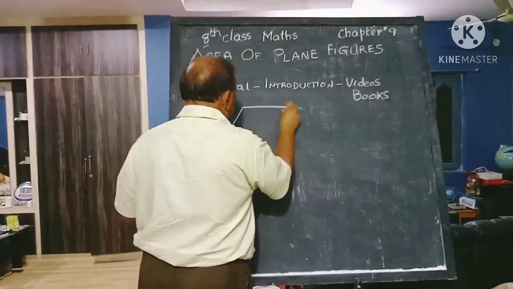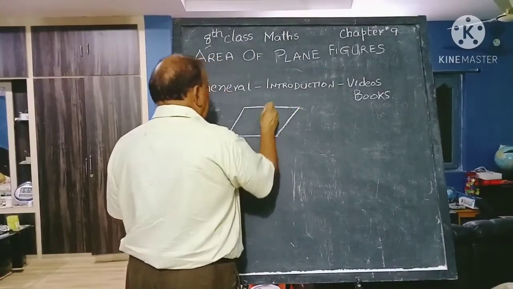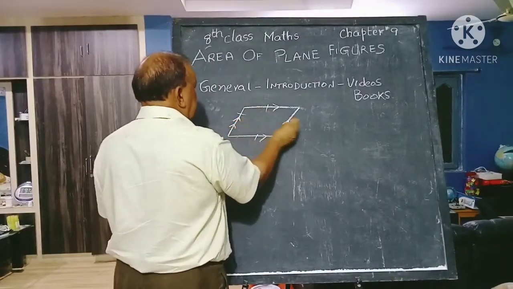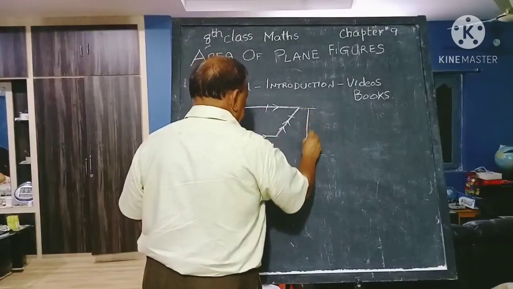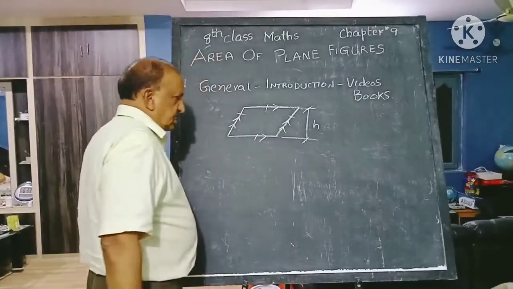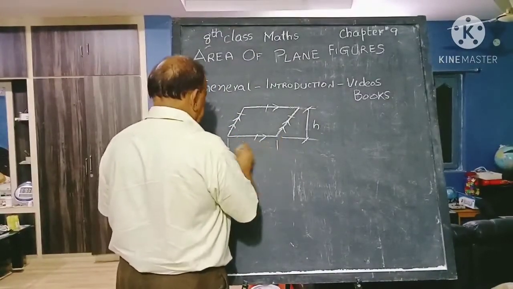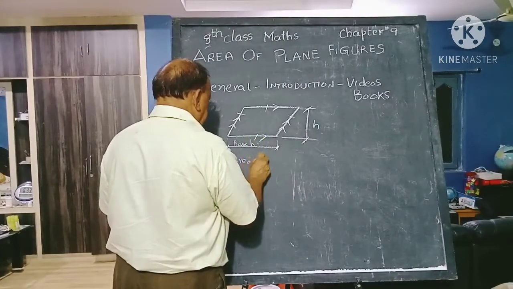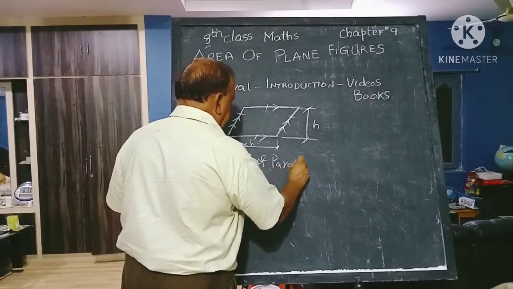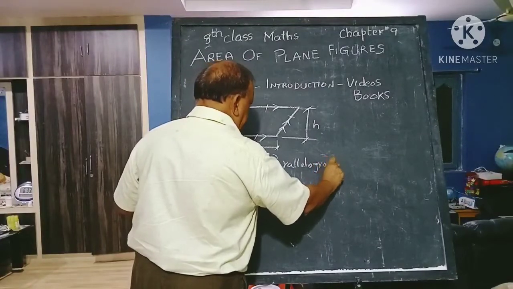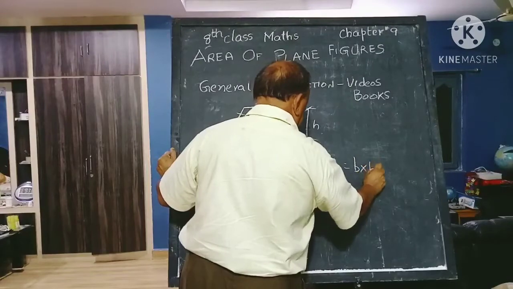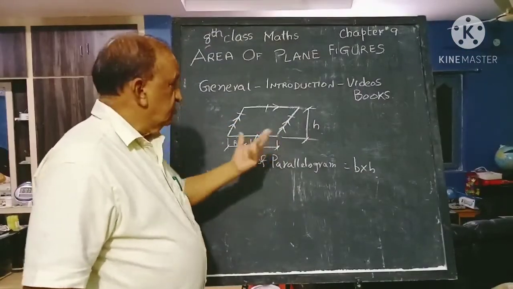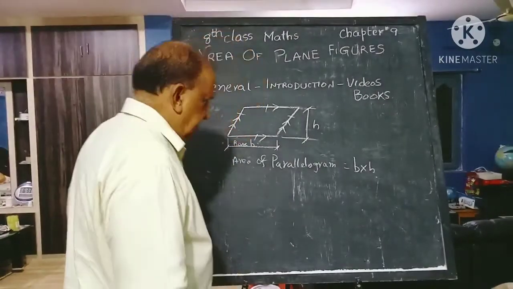Now we talk about a parallelogram. A parallelogram is one where the opposite sides are parallel, and they are also equal. If h is the height, this is the height or the distance between the two parallel lines, and this is the base. So the area of a parallelogram is equal to b into h, the base into height. You can easily derive that by splitting the parallelogram into two triangles. That's the one.